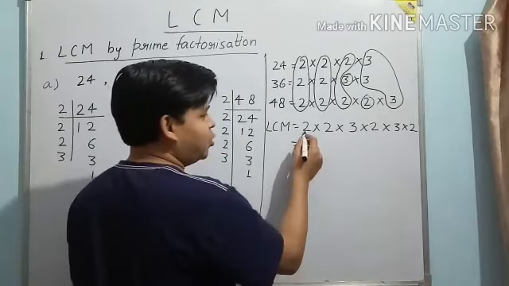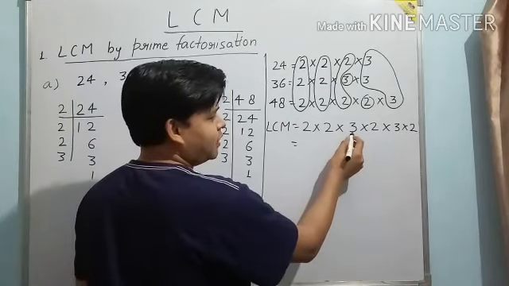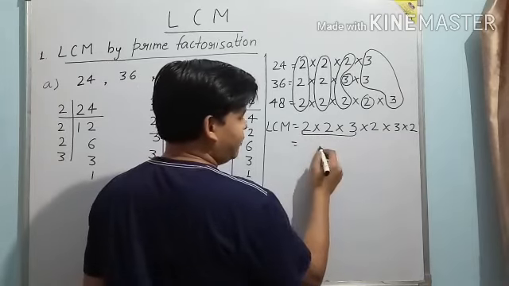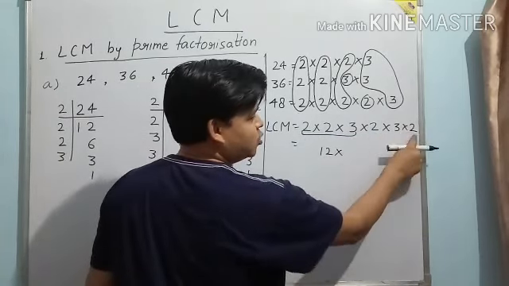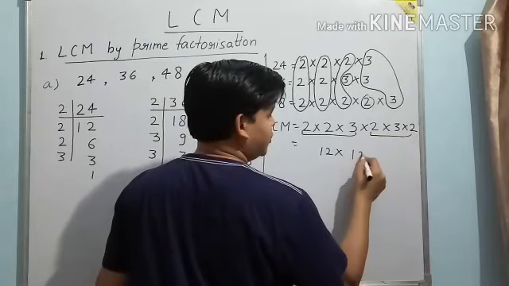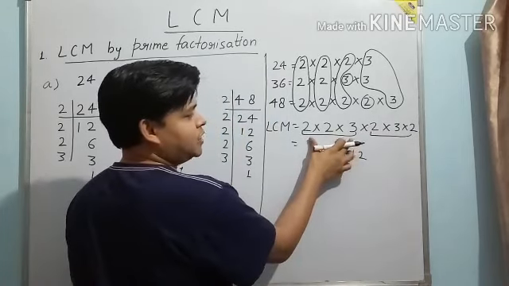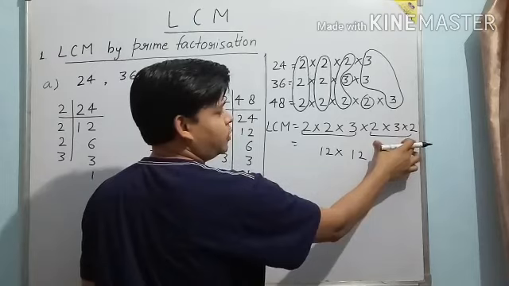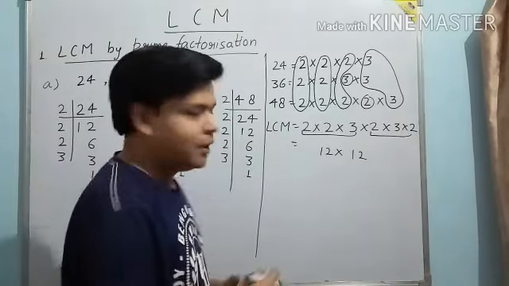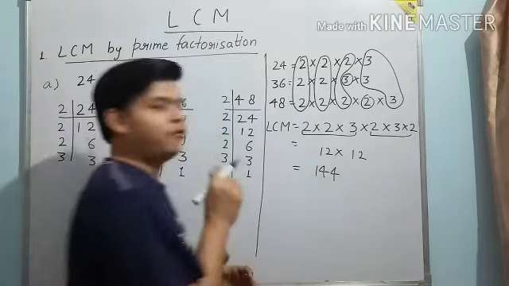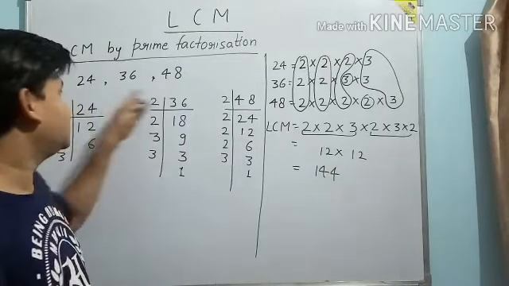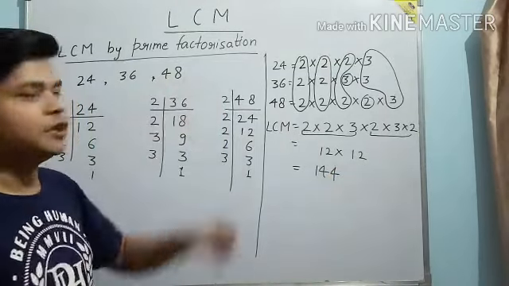So let's multiply: 2 times 2 is 4, 4 times 3 is 12. Okay, so till here we have 12. And 2 times 3 is 6, 6 times 2 is 12. So once again 12. So the product of these numbers is 12. The product of these 3 numbers is also 12. And let's multiply it last. Finally we get 144. So 144 is the LCM of these 3 numbers by prime factorization method.